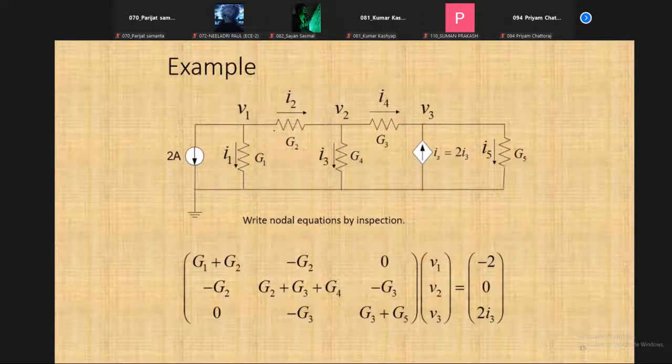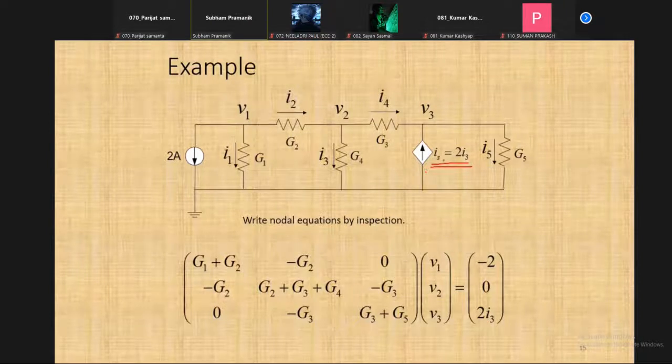So what we have here has a shape which exactly looks like the previous one. The circuit configuration is almost the same. However, here the independent current source is changed to a dependent current source, which has a value 2i3. If it is 2i3, then how to do this? See, other things are the same. G1 plus G2 multiplied by V1 minus G2 multiplied by V2. Everything is all right. But here, remember, on the right hand side you wrote simply IS.